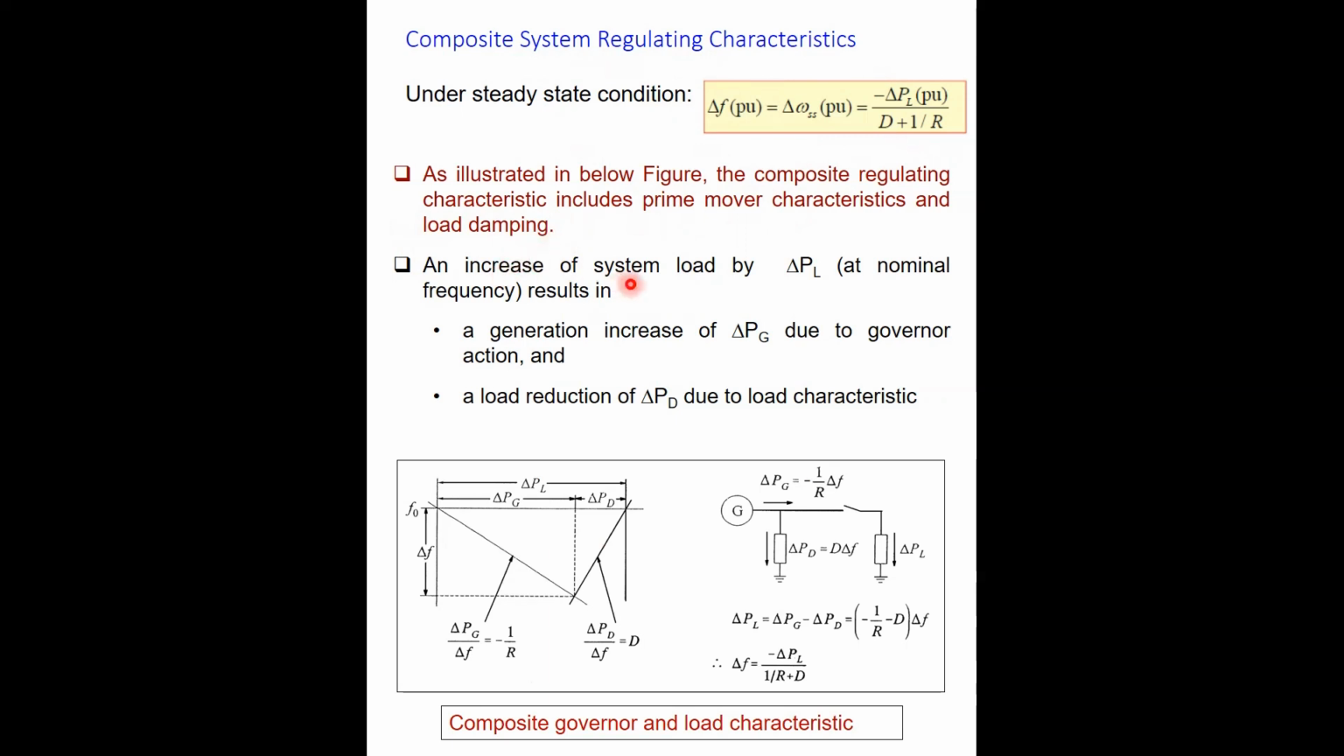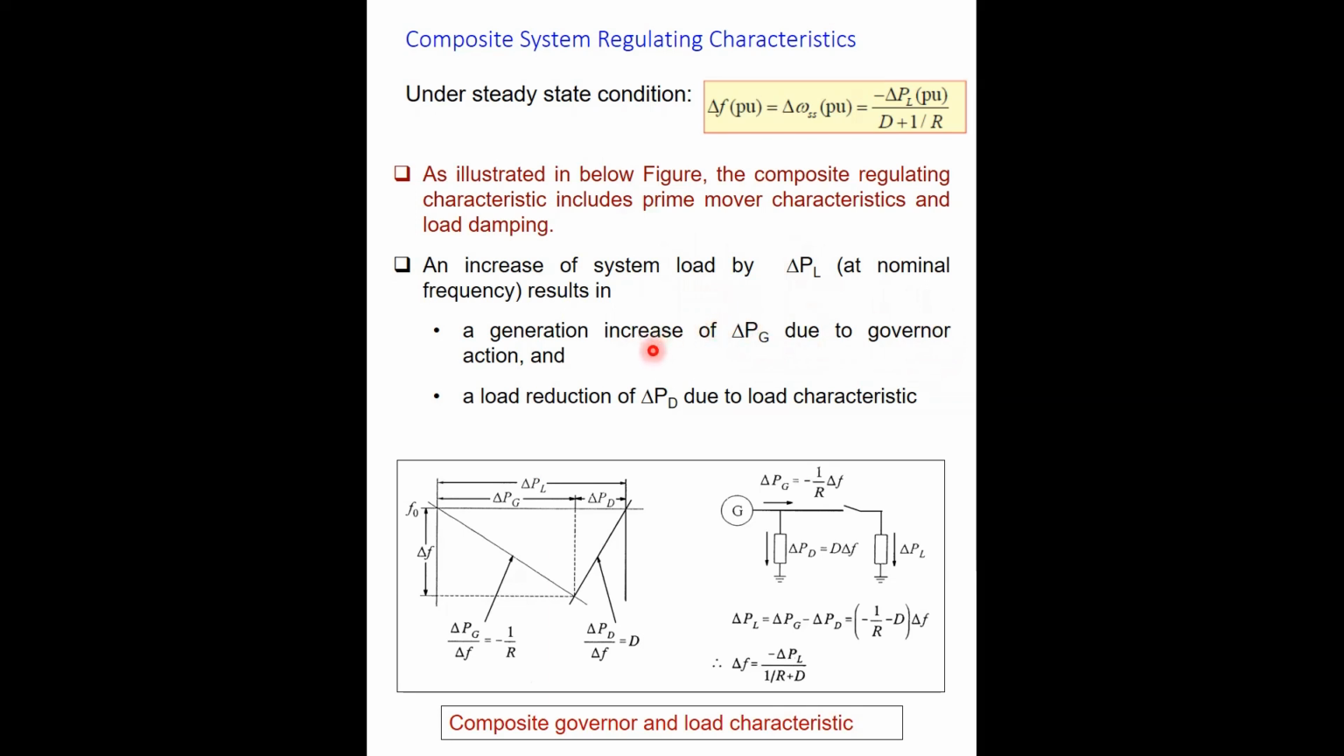So let us consider that we have an increase in the load by this much amount. So if you have a sudden increase in the load of this much amount, we expect that output power from generator should increase because the load has increased. So that's the output power from generator should increase. Why? Because you will have the governor in action. So it will be the governor which will regulate the output power from the generator, increased output power.